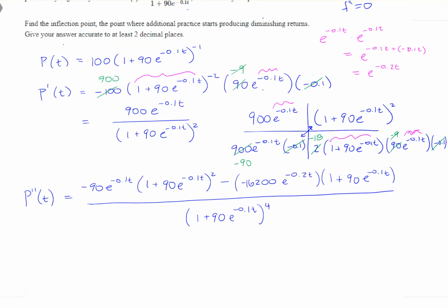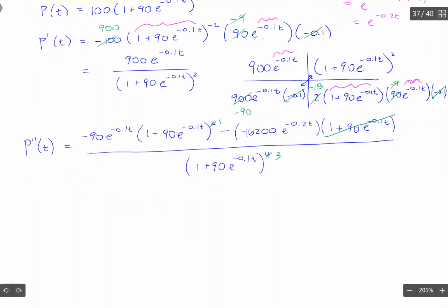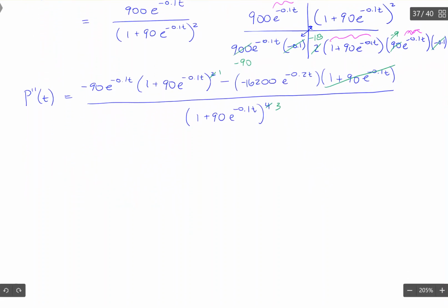If you'll notice, there is a common factor of 1 plus 90 e to the negative 0.1 t in each term. So that means one of these, leaving me to the third power, cancels out one of these, which makes that to the first, and one of these, which makes that to the 0th power, which is just the same thing as 1. So that whole term cancels away. So things are looking a little bit better. I've got the ability now to take this term and multiply it into these parentheses, because that's now to the first power.